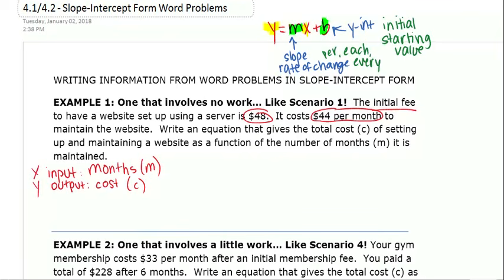We also know that the initial fee is $48. That's going to be our y-intercept. And it's 44 per month. That's going to be our rate of change or slope. So for our equation, we're just going to take everything and plug it in. Instead of saying y equals, in this case we're going to say C equals 44 times the number of months, which is M, plus the initial fee, which is 48. So that is our answer.